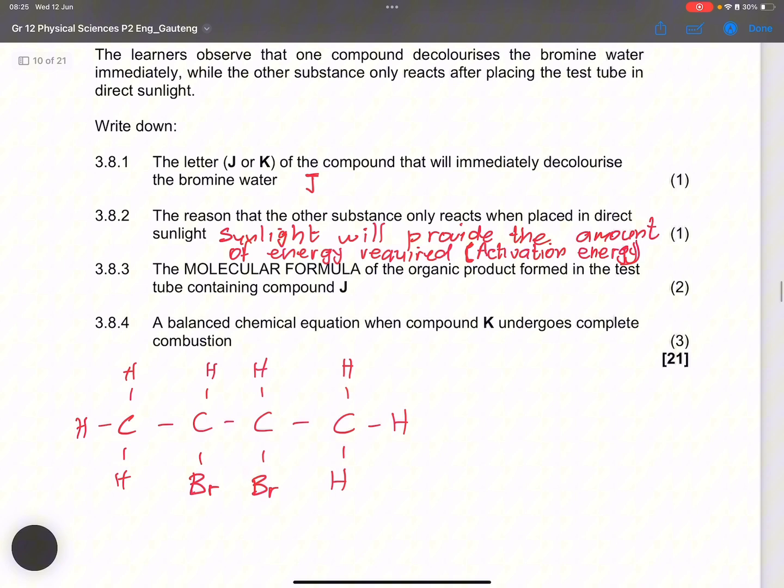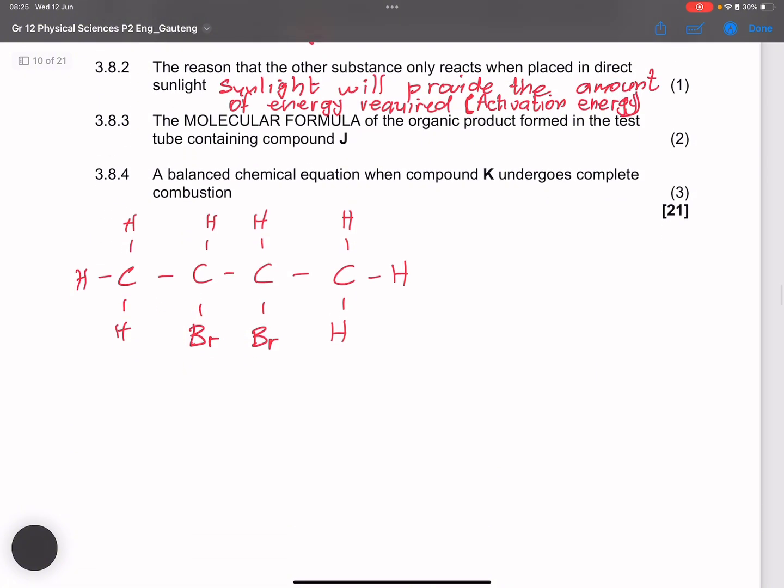So at 3.8, actually, look at me writing the structural formula. So that would be C4, that would be H8, isn't it? And Br2. That's the molecular formula that we would have.